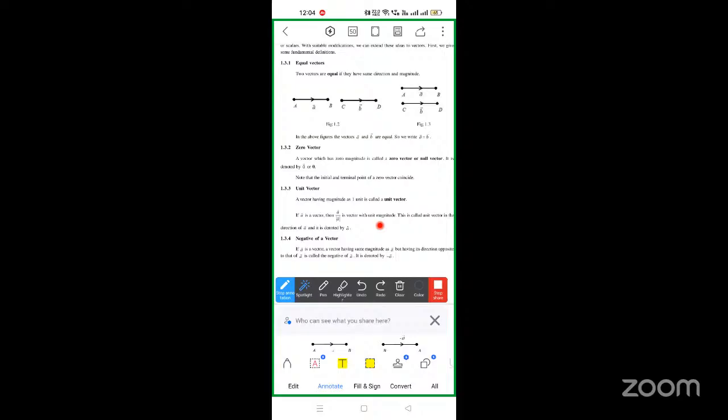Next, 1.3.3 unit vector. A vector having magnitude 1 unit, that is, magnitude is 1, is called a unit vector. How to find the unit vector? If a bar is a vector, then a bar by mod a bar is a vector with magnitude 1. This is called a unit vector. So a unit vector is nothing but a vector whose magnitude is 1.